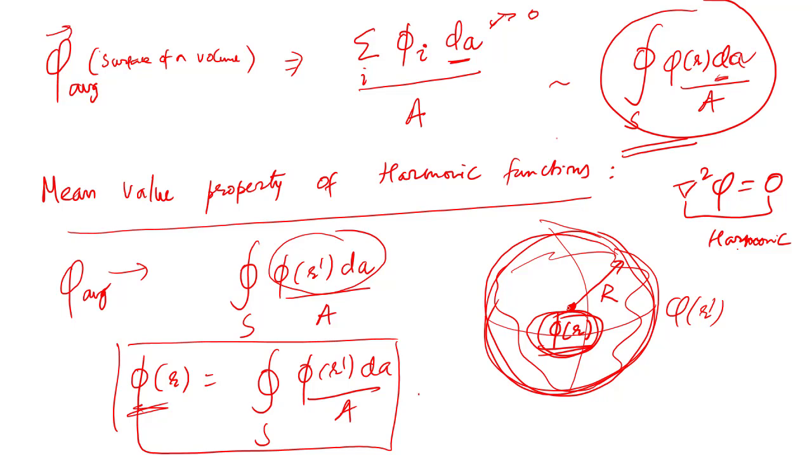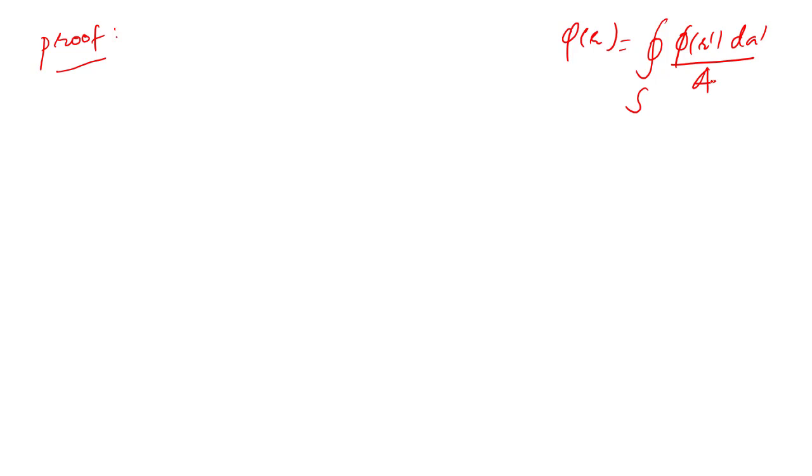So to prove this, let's start the proof for this mean value. We're going to prove the mean value property. That is, again, to write it, phi of r is equal to the integral over a surface S of phi of r prime dA prime divided by A. So we are going to prove this. This is the statement of the mean value theorem.